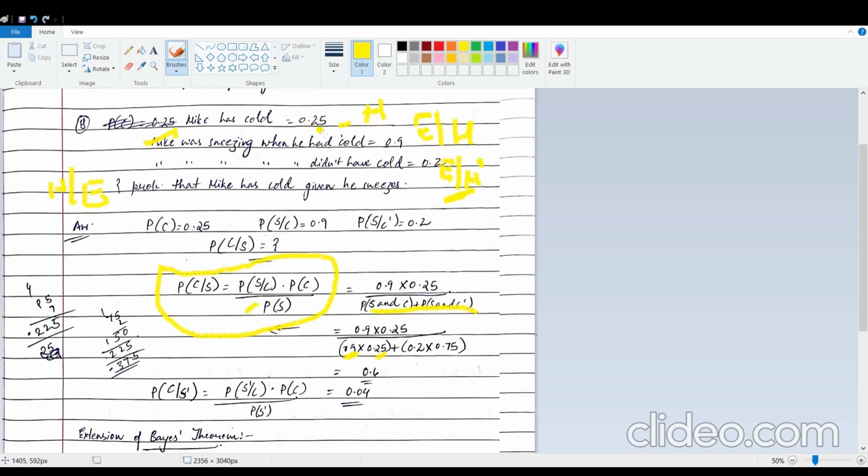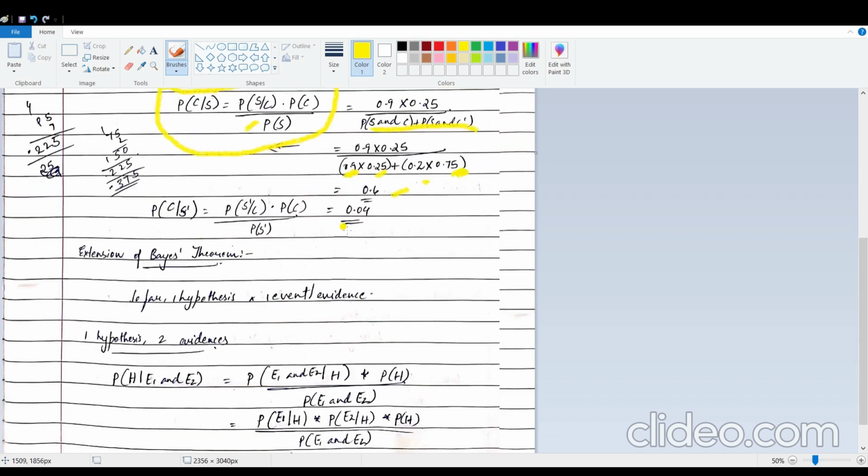So we have the probability of H as 0.25. So the probability of H dash should be 0.75. That is 1 minus 0.25. So you solve this entire thing, you would end up with 0.6. So you divide this with the denominator and then you do the entire calculation, you would end up with 0.04. So that is pretty much what you have with Bayes' theorem.